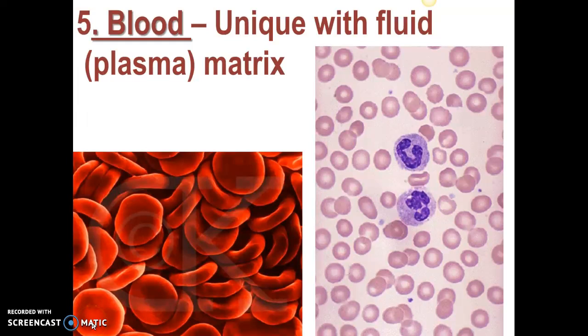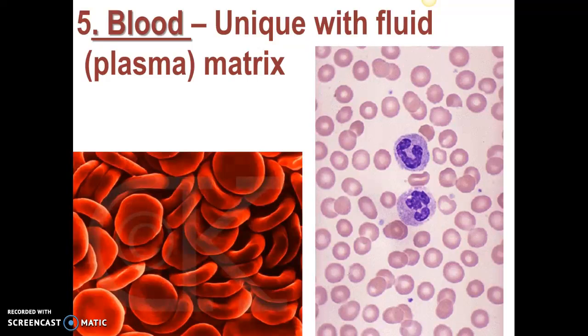Tissues, flip notes, part 3. Again, we left off with blood. It is a unique connective tissue because it has a fluid matrix that is outside the cells. Extracellular matrix is fluid. Actually, the cells don't even really produce this. This is just from what we ingest and is absorbed into our bloodstream.